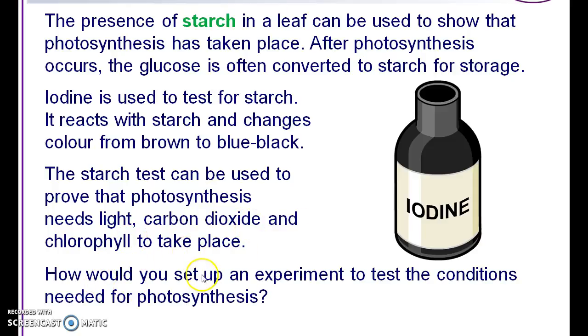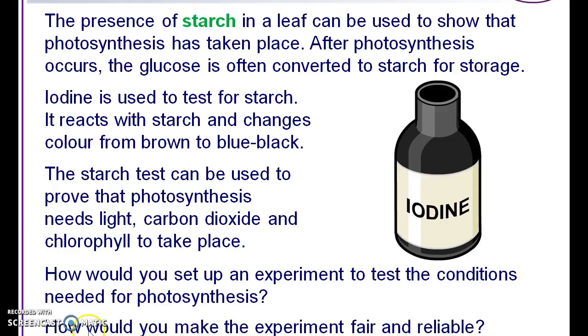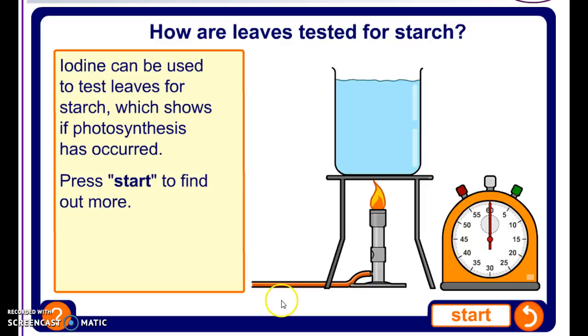How would you set up an experiment to test the conditions needed for photosynthesis? How would you make the experiment fair and reliable? How are leaves tested for starch? Iodine can be used to test leaves for starch, which shows that photosynthesis has occurred.